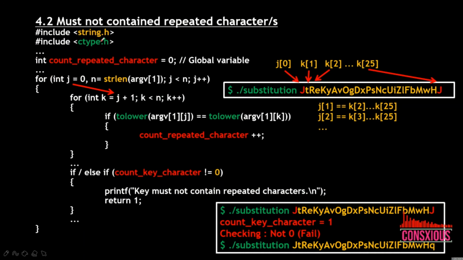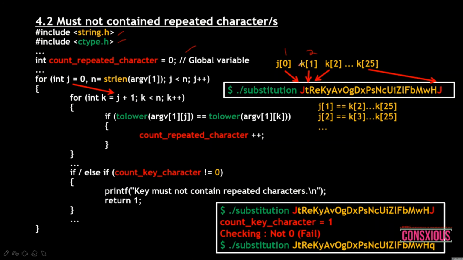This is a much more detailed code, including these 2 libraries. Global variable equals 0. First we create a loop, the first loop: J equals 0, up to string length of argument vector 1. This is like a normal loop here. Inside here we have another loop. You can see the J here is the first loop, and this is the second loop. K is equal to J plus 1. So J is 0, and 0 plus 1 is 1.